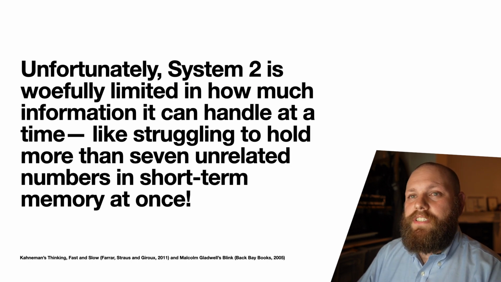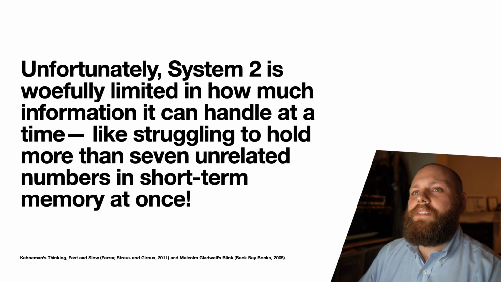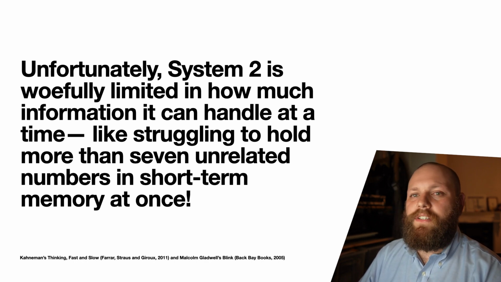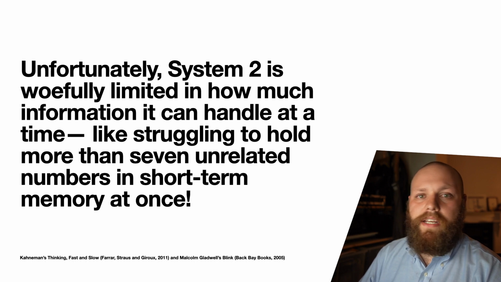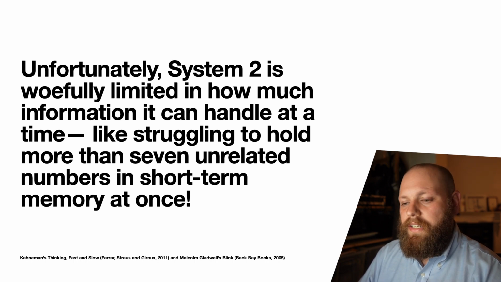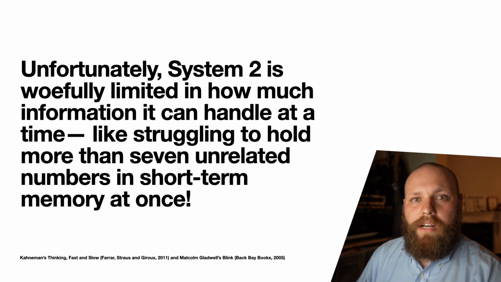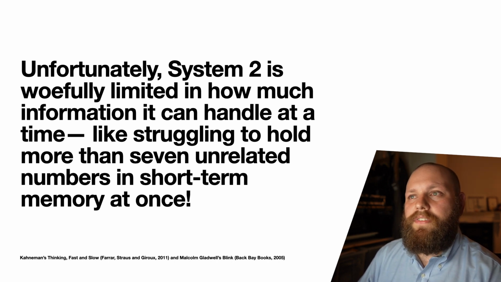And the limitation of System 2 is that it's woefully limited in how much information it can handle at a given moment. So it's difficult to even hold 7 unrelated numbers in your short-term memory. It's difficult to remember everything that you need to do on your to-do list without writing it down. These are the kinds of limitations of System 2 thinking.